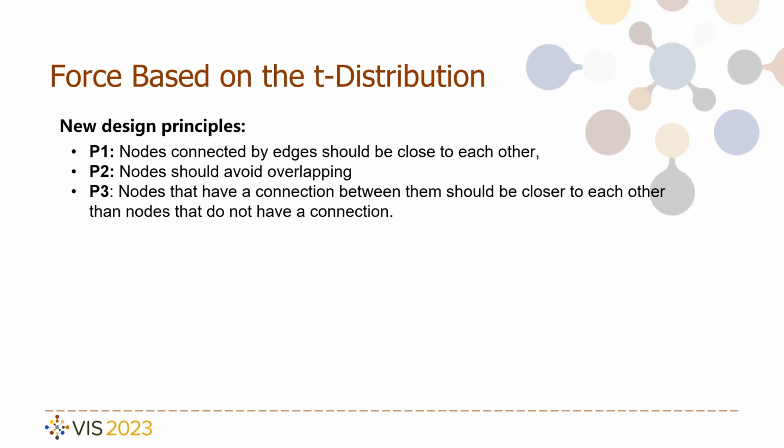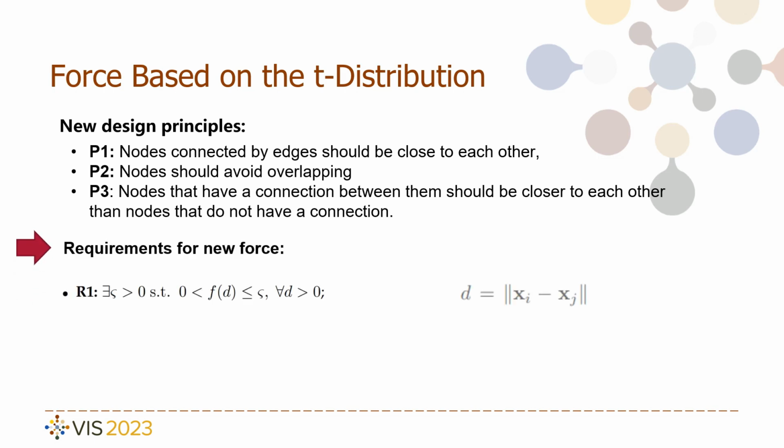To satisfy the new design principles, we need to find a new force that meets the following requirements. Firstly, the force should have an upper bound for short distance between two nodes. Secondly, the force should smoothly reduce to zero as the distance decreases. And thirdly, when distance approaching 0, the magnitude of attractive force should equal the distance.